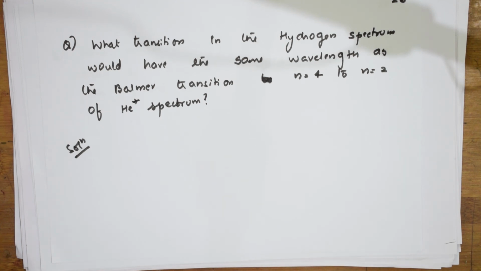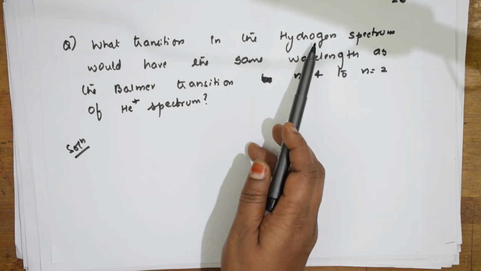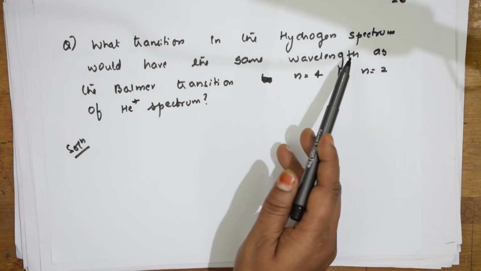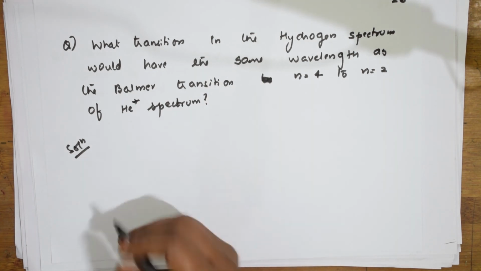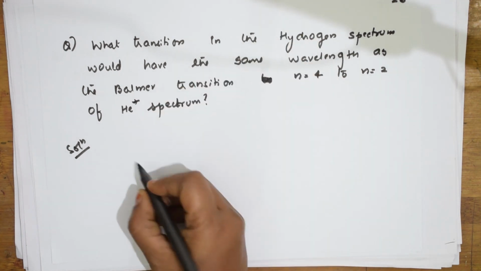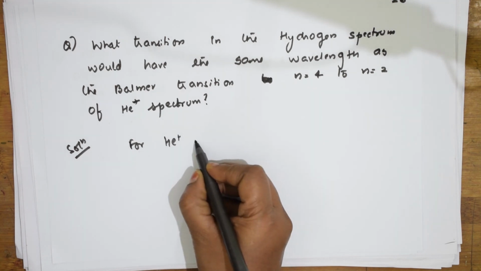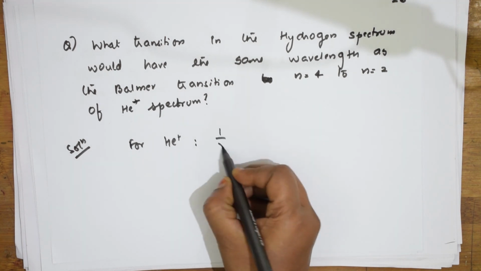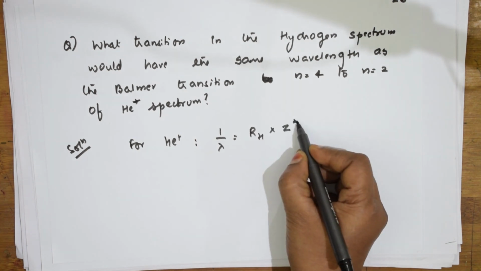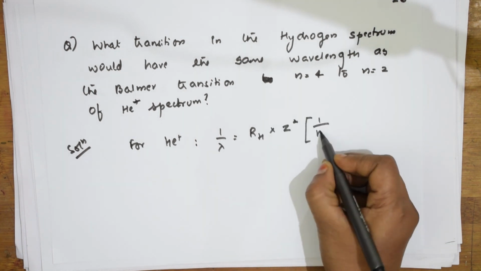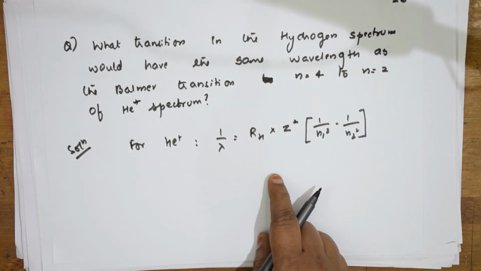For that, first of all, which one should I compare? What transition in the hydrogen spectrum would have the same wavelength as the Balmer transition of the helium spectrum? So I need to start with helium. I am comparing that one with this one. So start writing. For helium, what is the formula? 1 by lambda is equal to Rydberg's constant into Z square into 1 by n1 square minus 1 by n2 square. This is the formula which we have learned.